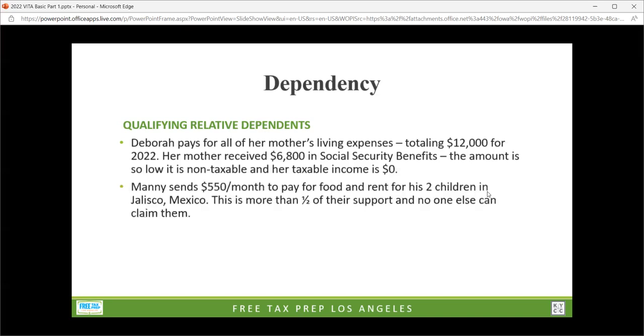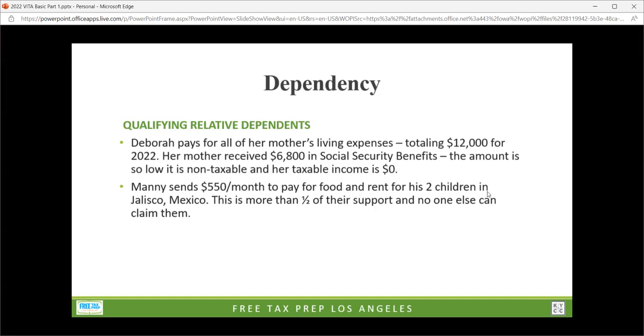Manny sends $550 a month to pay for food and rent for his children in Jalisco, Mexico. This is more than half of their support and no one else can claim them. Can Manny claim the kids on his tax return?